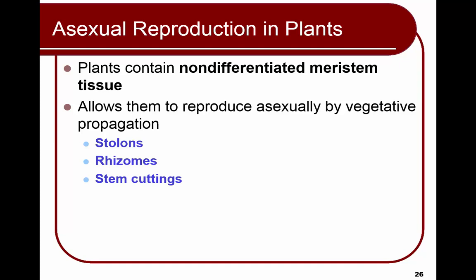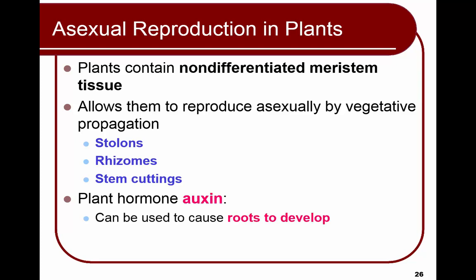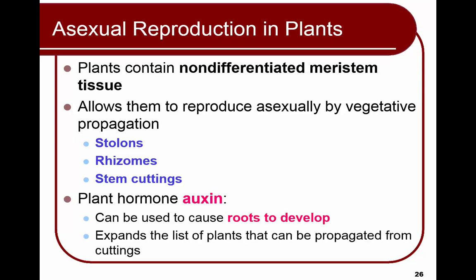I've been to the nursery with my mother many times, and she would get cuttings of different plants where they just give her a little bit of the stem, and she would go home and either put it in water or put it in the soil, and it would begin to germinate and grow. And also plants make that hormone we talked about previously called auxin, and that'll cause roots to develop, and it also makes them more likely to propagate from a cutting.